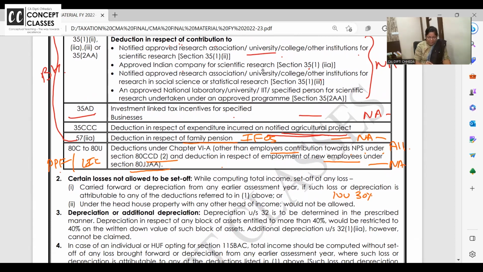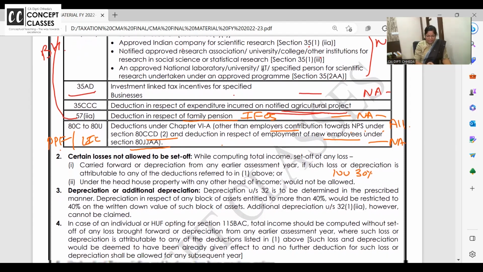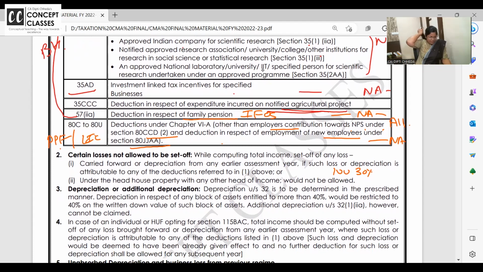So PPF, LIC. The government was trying to encourage that from your income you save and put it in good investment, so that whenever at retirement you need money, you will get it from PPF and LIC. Now, if I am paying tax in the new regime, I am not getting any benefit of putting the money in PPF and LIC. In short, we are discouraging people from making good investments. So I don't feel it is right, but now there is the new tax regime.